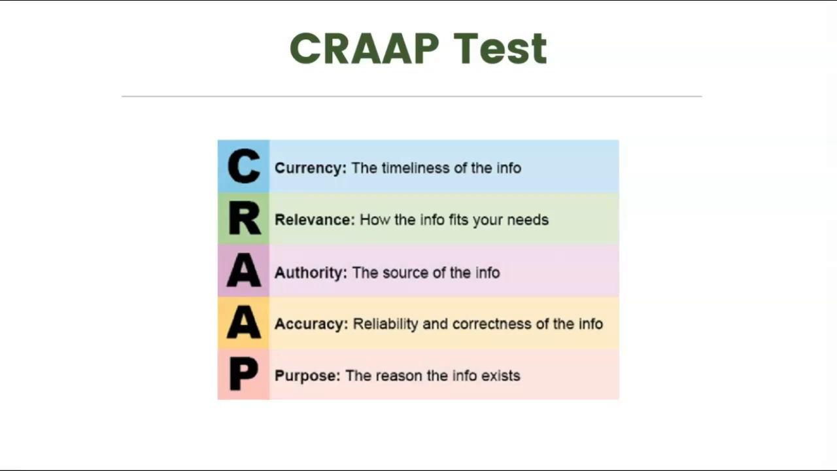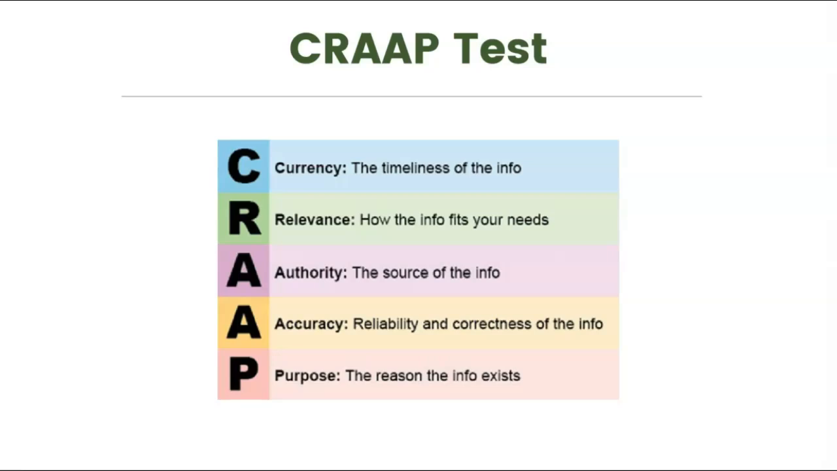One method to evaluate resources is called the CRAP test. In 2004, Sarah Blakesley, a librarian at California State University, developed the CRAP test. The acronym was created when she was designing a workshop for first-year instructors and struggled to recall how to evaluate various sources. She aimed to offer students a straightforward method for determining the credibility of sources.